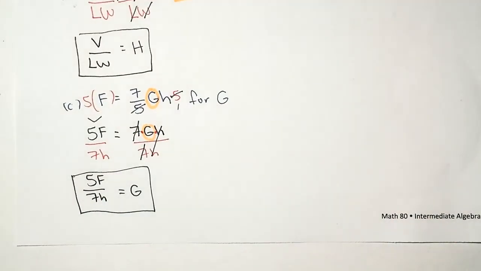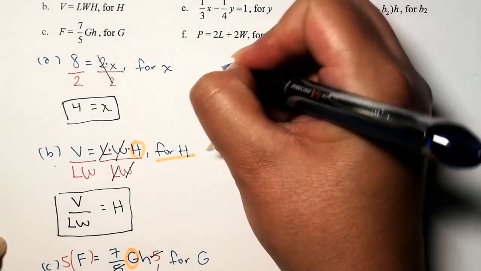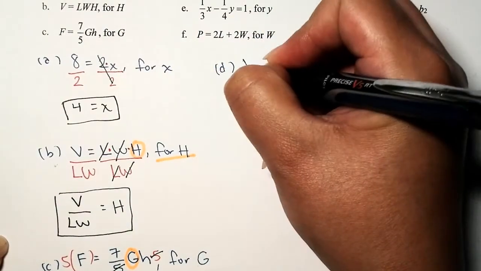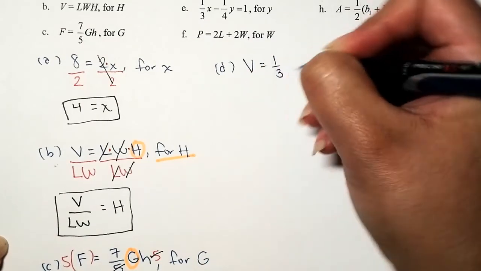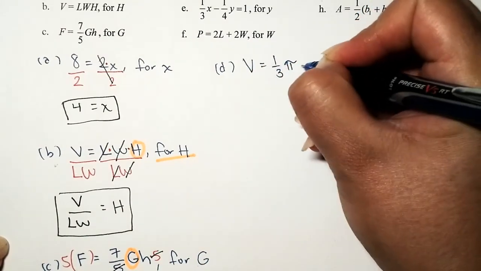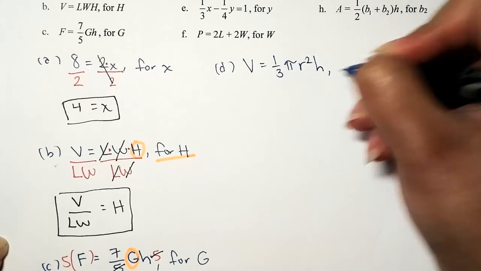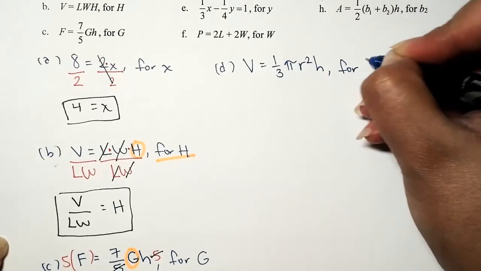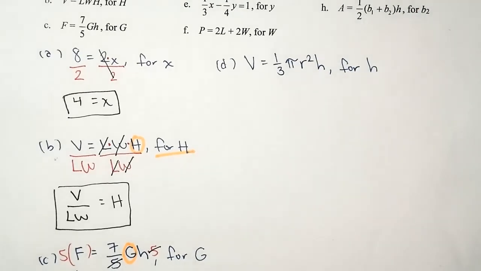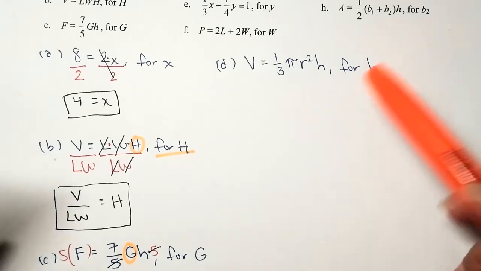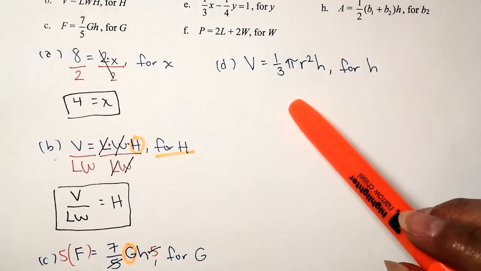So again, pause and rewind as many times as needed. Cool. Problem D. Okay. Problem D, we have V equals a third times pi times r squared times h, and we are asked to solve for h. So we have a formula that's used to calculate the volume. I think it's a cone. I may have embarrassed myself. Don't quote me on that. Volume for something. Either way, I don't care.